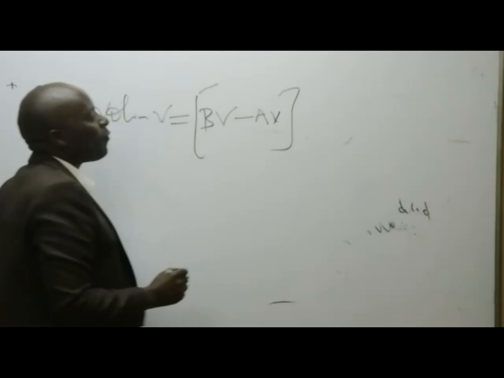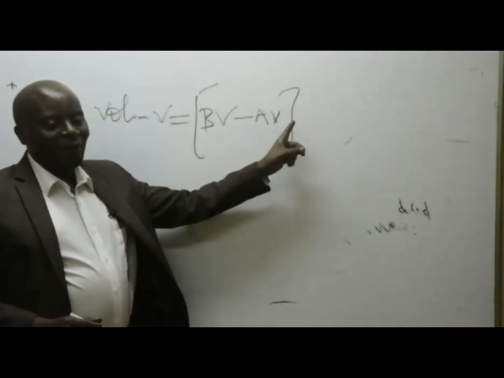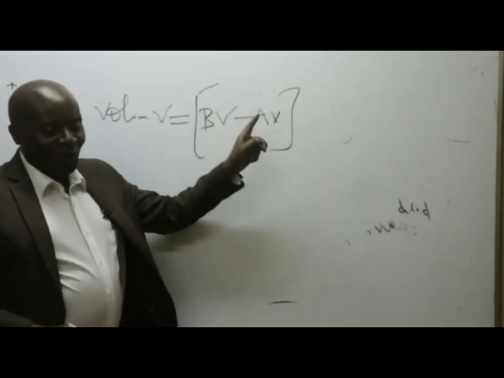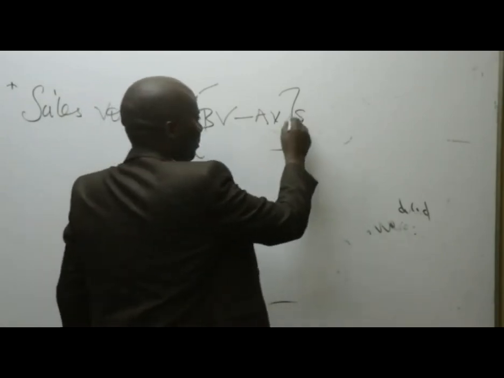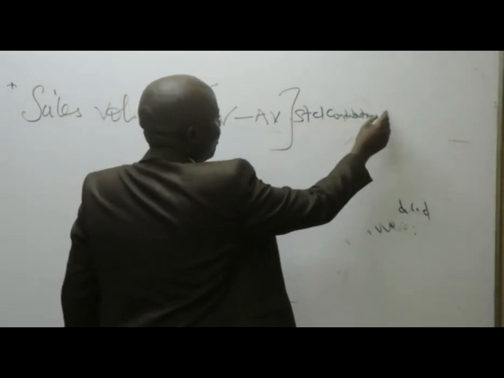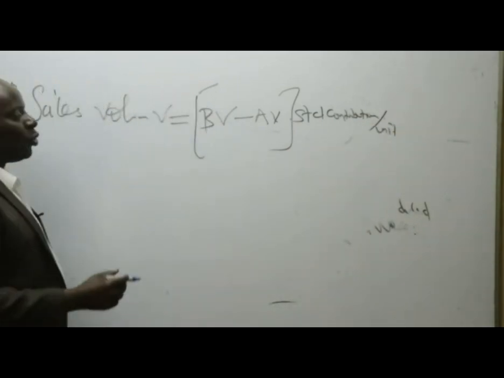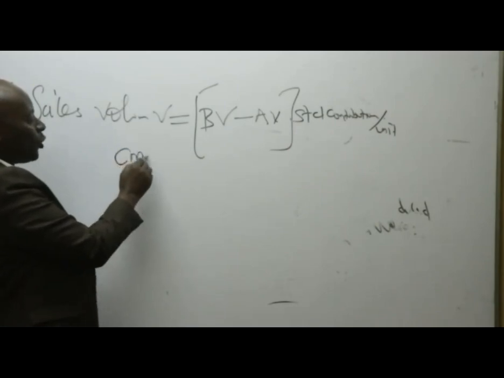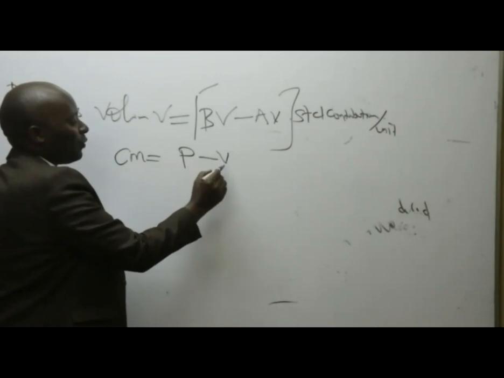And then for sales volume variance, we have either standard profit or standard contribution. Whenever you're looking at the two, standard contribution per unit is always preferable. So first of all I want you to give me the contribution margin. How do we get contribution margin? It's price minus variable cost.